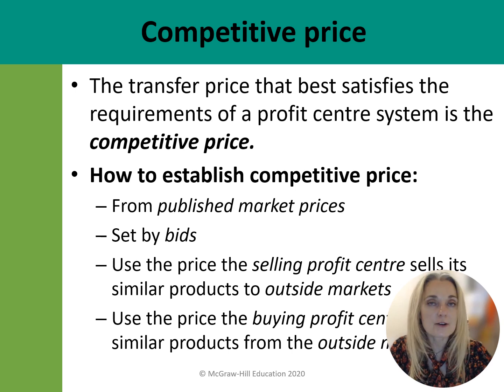If there are various vendor bids, those should be looked at. The price the selling profit center sells to outside markets can be used as a starting point for the transfer price. Or if the center that's buying sometimes purchases from outside vendors, that outside price can be looked at. So it's always nice to look at an objective price as a starting point to see what those products and services would be worth in the outside market.